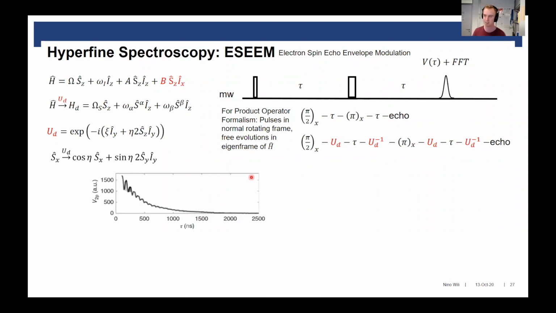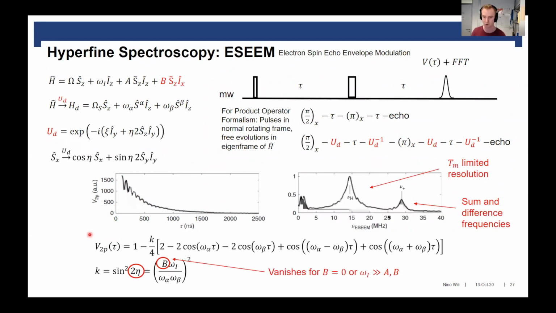I just show you the result: if you look at this echo decay, you not only have a decay, but you have small oscillations on top of this decay. And if you go through this whole thing, what you end up with is a modulation formula that looks like this, which is already quite horrible, even for a two-spin system and just a two-pulse echo. So you see modulations with the nuclear frequencies, and you have some modulation depth. And basically, this modulation depth scales with how strong the forbidden transitions are.